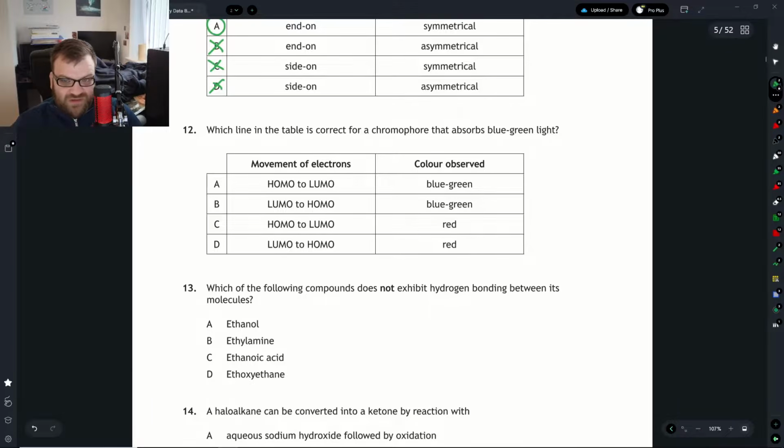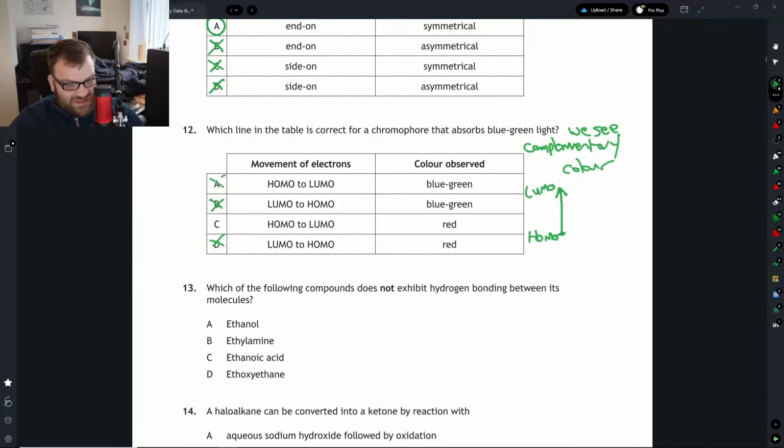Over here, we're talking about a chromophore that absorbs blue light. They absorb blue light, they would be promoted, or the highest occupied orbital, the lowest unoccupied orbital, so HOMO to LUMO. That would give you then A or C. Next up, if it absorbs blue light, we see complementary colour. That means we won't see blue-green.